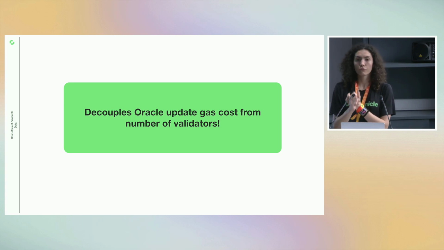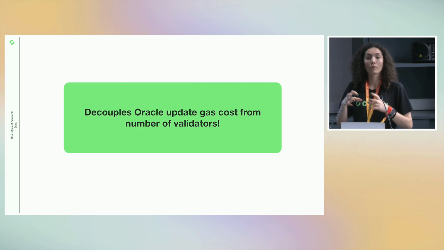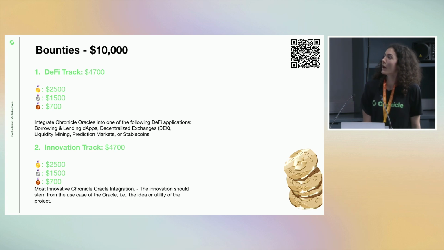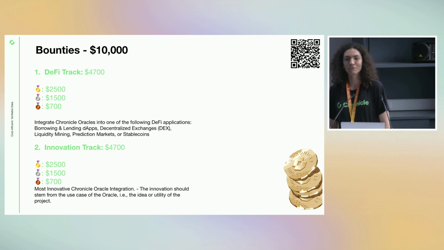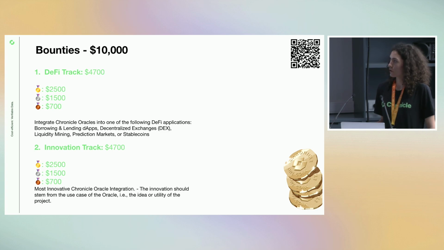So that's why it's really important to be able to make those gas reductions within the protocol, such that you can still have this rich ecosystem of validators and actual decentralization. Now, why we're here, it's a hackathon. We're offering 10K in bounties spread across 3 tracks.